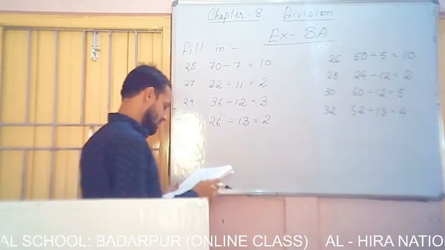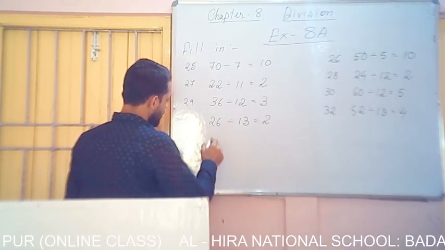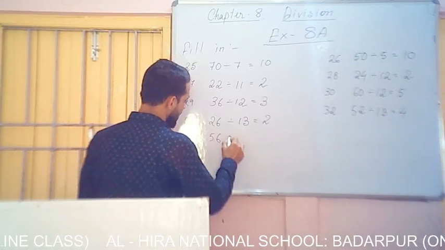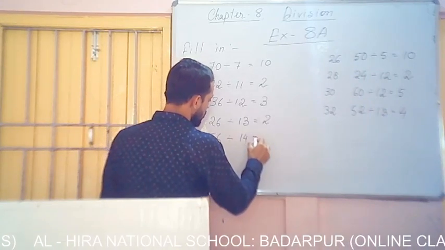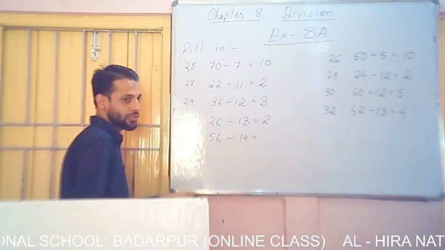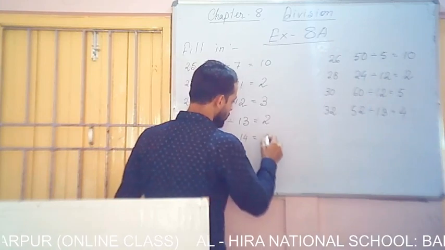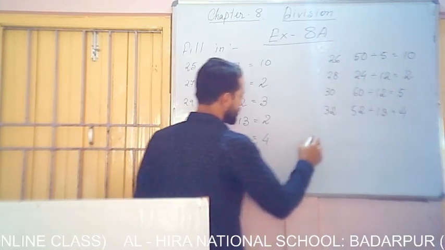The next question is 33. The question number 33 is 56 divided by what? 14. So here we have to divide 56 by 14. So if we divide 56 by 14, we'll get what? We'll get 4. The next question is what?